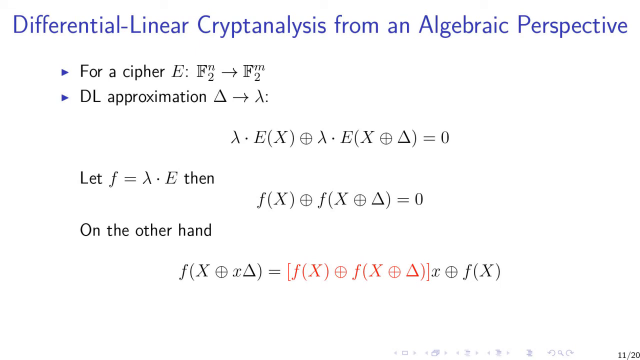On the other hand, if we introduce a new binary variable small x, then f(big X plus small x delta) is equal to a sum of two parts. The first part is a multiple of x, and the remaining part does not have the variable x. We compute the polynomial first, and calculate the coefficient of x, then observe the differential-linear approximation.